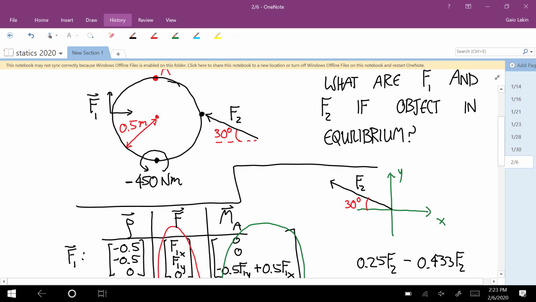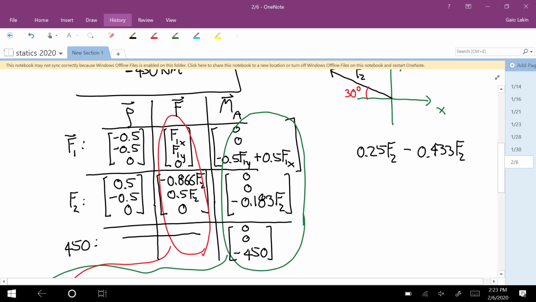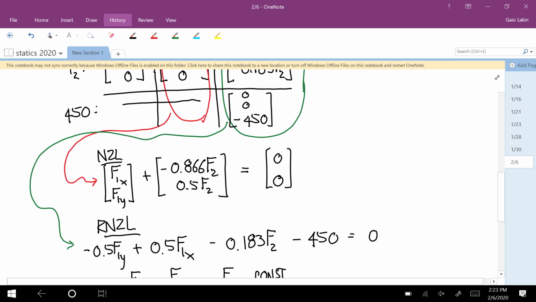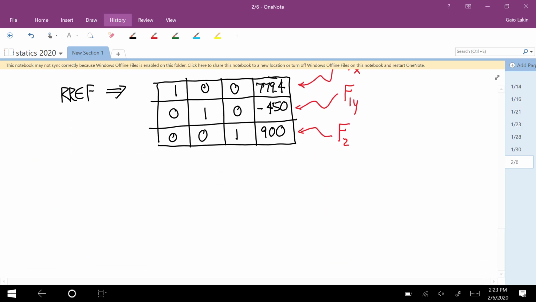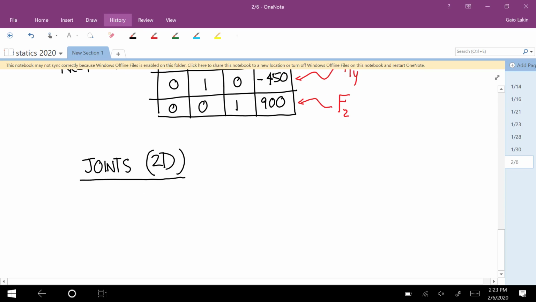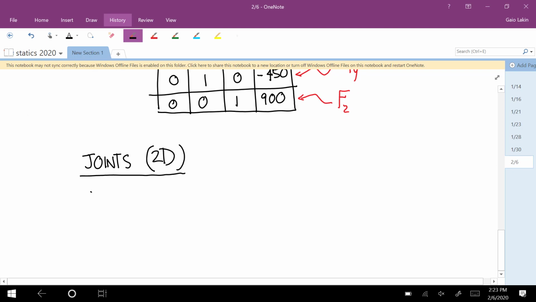And so that's the topic of joints. How do you represent different kinds of joints? And that's what we're going to get into now. We're going to start with joints in 2D, and pretty soon we'll get into joints in 3D, how to treat them in three-dimensional problems. But think of joints as just connections between bodies.